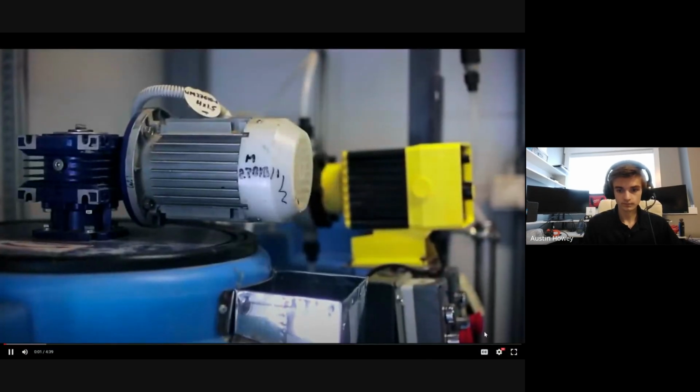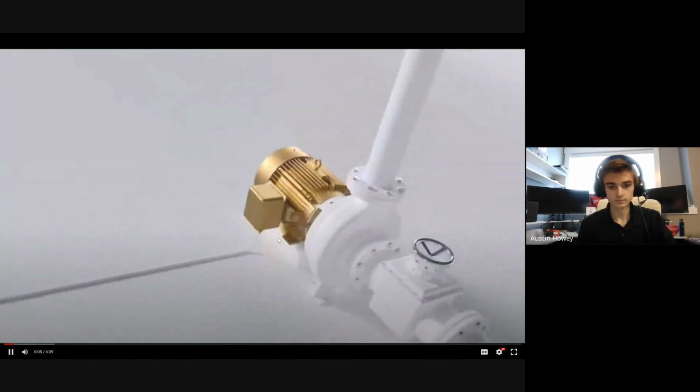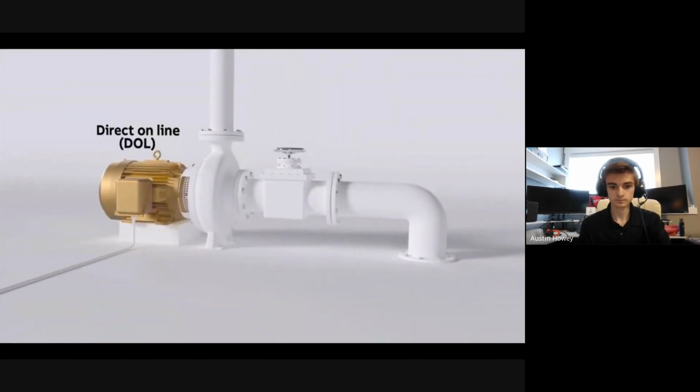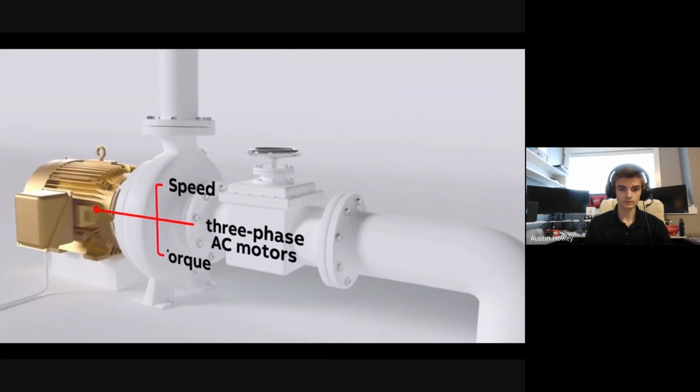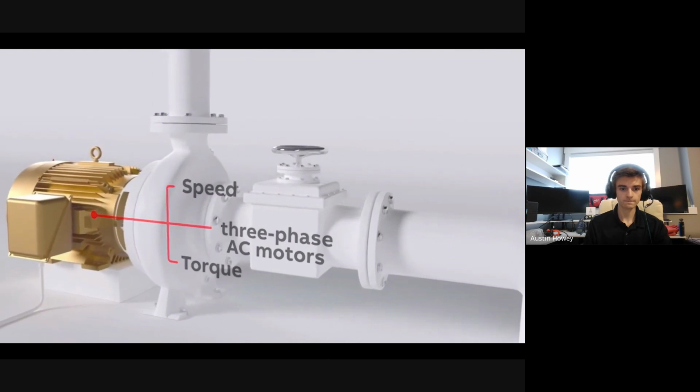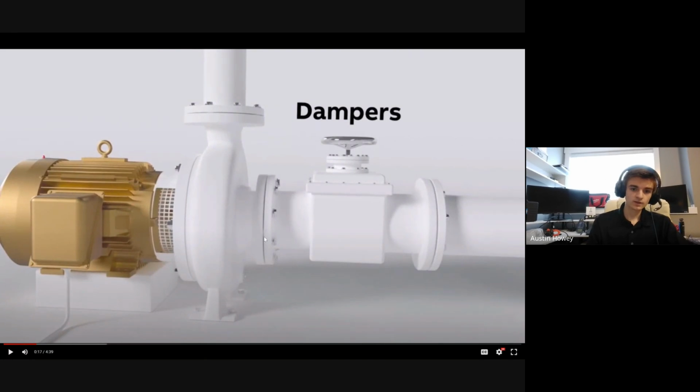Older motors are less efficient than modern motors available today. Most older motors operate direct online, or DOL. These three-phase AC motors control speed and torque through mechanical means such as gears and brakes, and control flow and pressure.